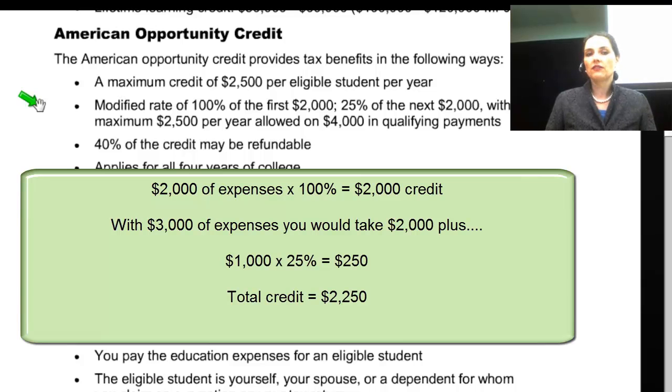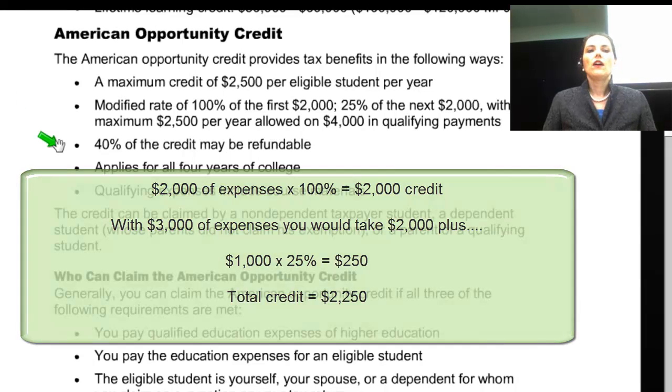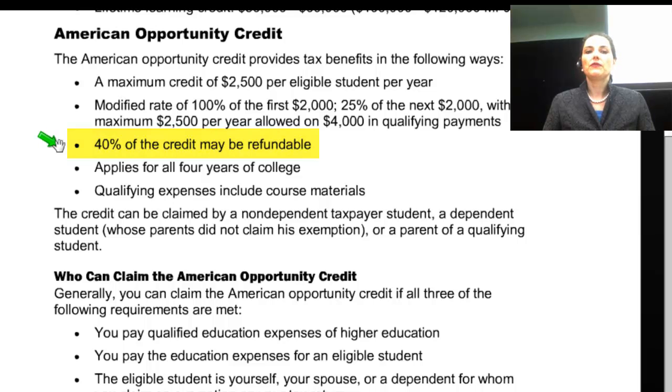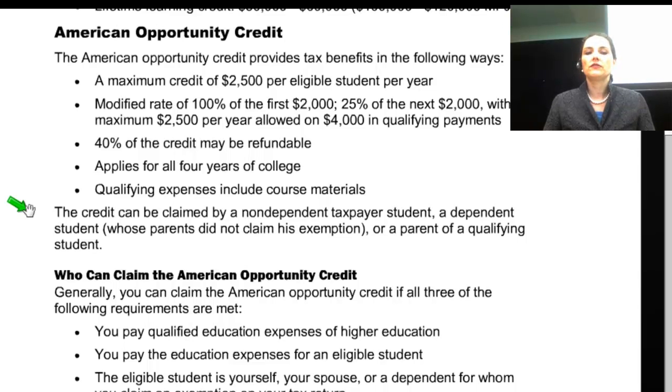If you had $3,000 of education expenses, you would claim 100% of the first $2,000 and 25% of the second $1,000, and that would give you a credit of $2,250. Also, 40% of the credit may be refundable. It applies to all 4 years of a college degree program, and qualified expenses can include course materials. The credit can be claimed by a non-dependent taxpayer student, a dependent student whose parents do not claim his exemption on their return, or a parent of a qualifying student.